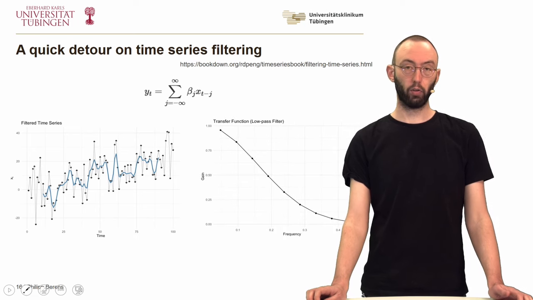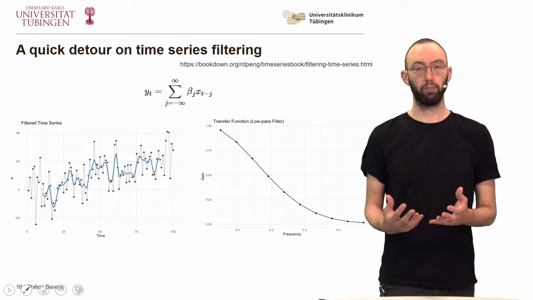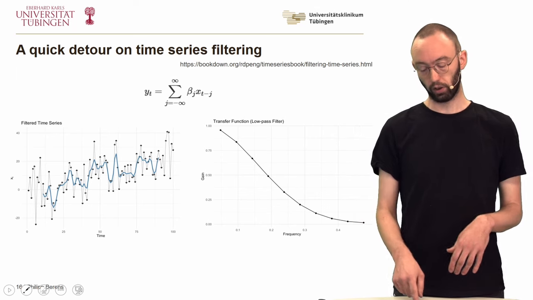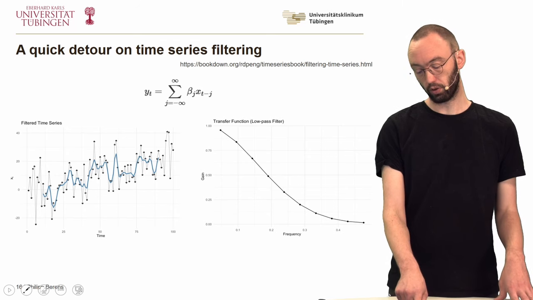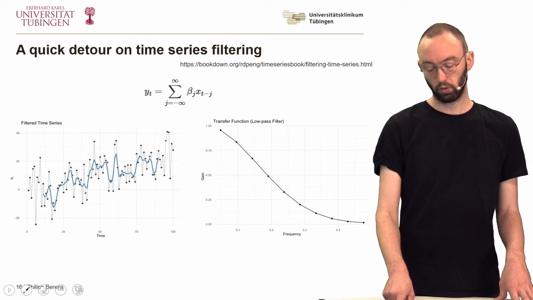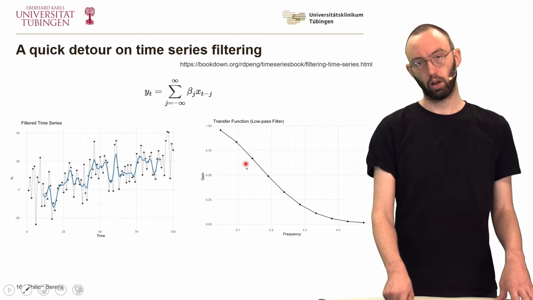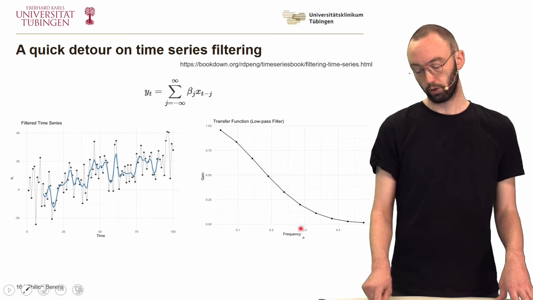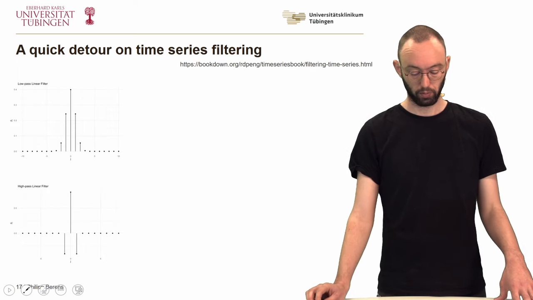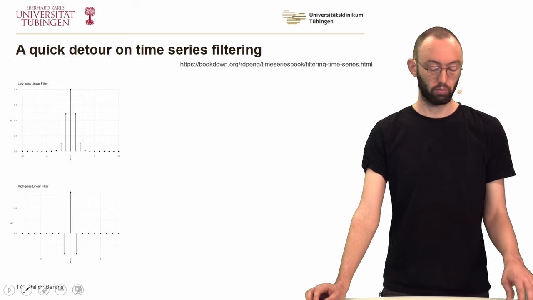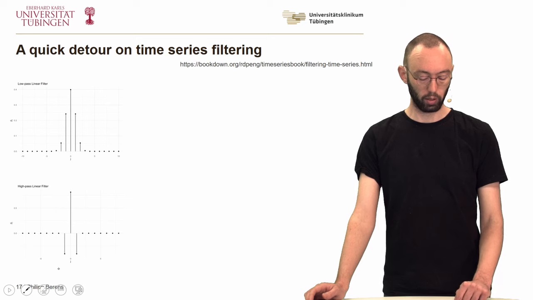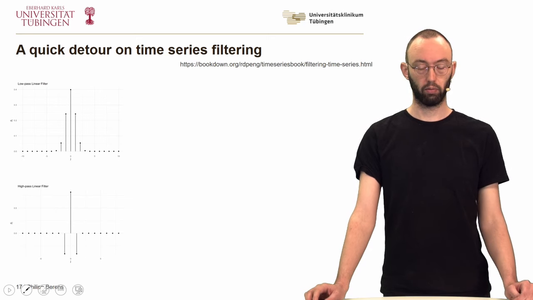If you look at the transfer function, so take the Fourier transform of that low pass filter, you can see that effect. The gain of this low pass filter looks like this. So low frequencies are hardly changed and high frequencies are strongly attenuated. Of course, if you can do low pass filtering with a filter like this, you also can do high pass filtering with a filter like this.